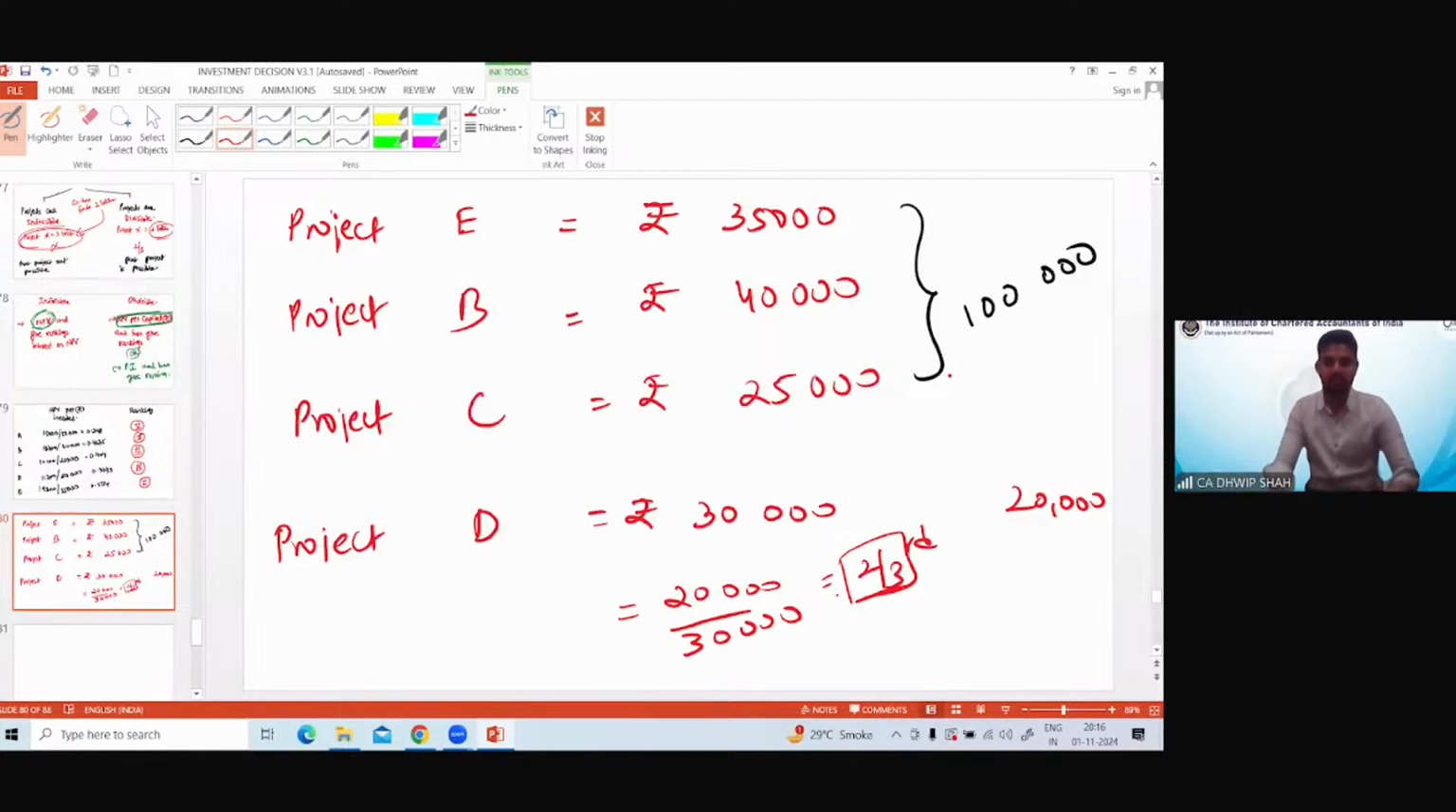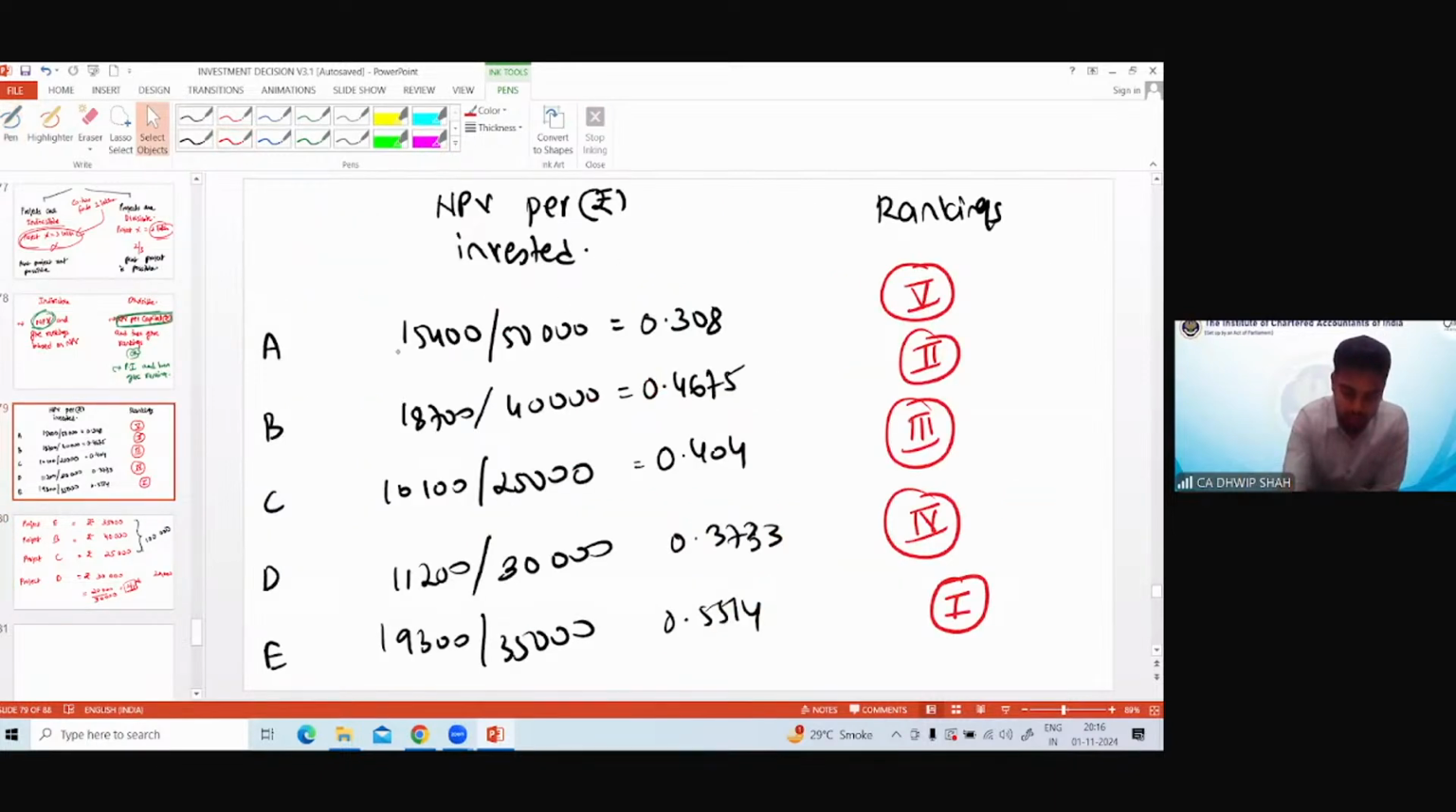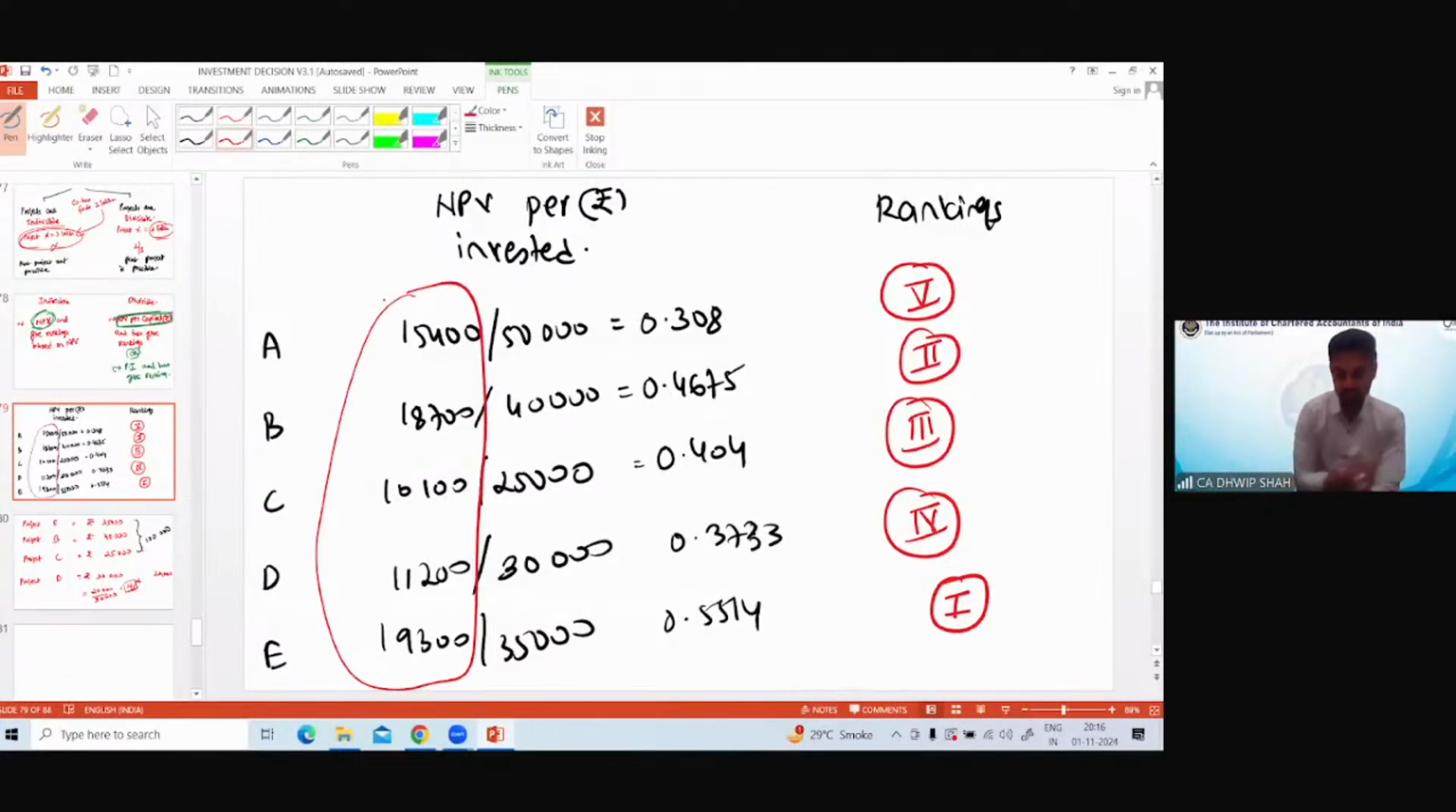Under this illustration, they have just asked for when the projects are divisible. But we will calculate what if the projects were indivisible. What if the scenario changes? If the project is indivisible, how do we give ranking? In that case, we have to just give ranking based on NPV. Okay?